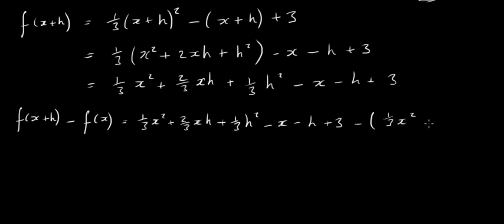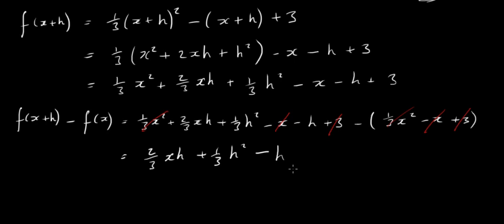Now you can see here that we've got a 1/3 x squared here, and we've got a minus 1/3 x squared here. So this one and this one will just cancel each other out. We'll just get 0 here. We've also got a minus x here, but this is minus minus. This is actually a plus x here, and we've got a minus x here, so that will cancel with this one here. We've also got a plus 3 here, and minus 3 here. So what are we left with? So we're left with this 2/3 xh plus 1/3 h squared minus h. Okay, so that's it.